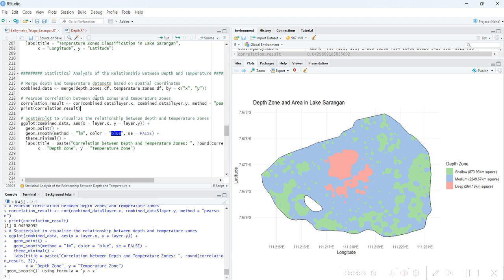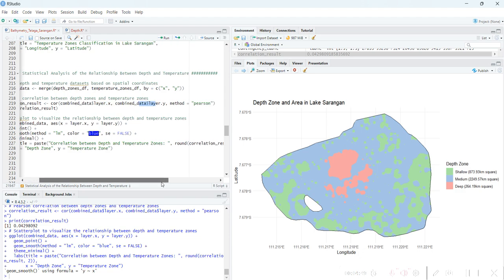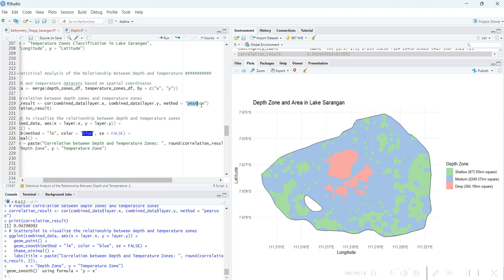And the next code is how we calculate the correlation between the depth zones, which is the layer x here, and the temperature, which is the layer y. Here's what the correlation function is doing. The x represents the depth zones from our combined data, and the y is for the temperature zones. We use the method of Pearson here.